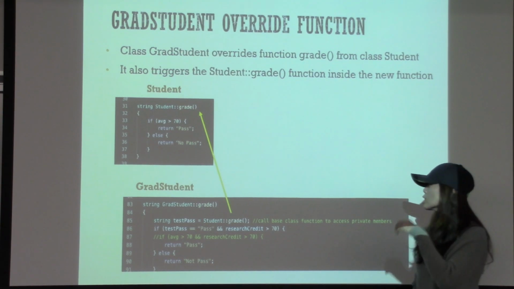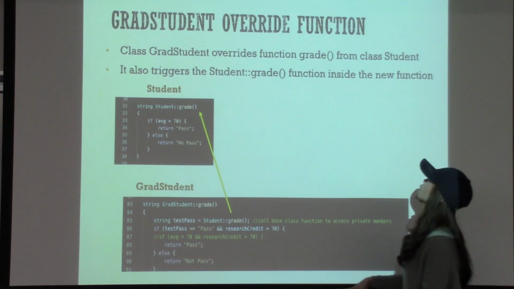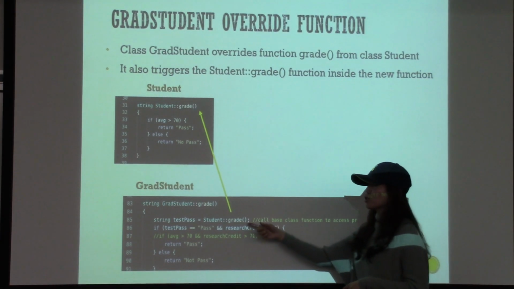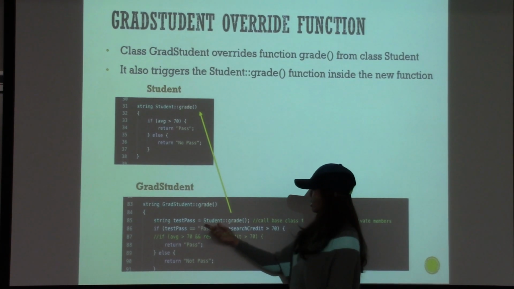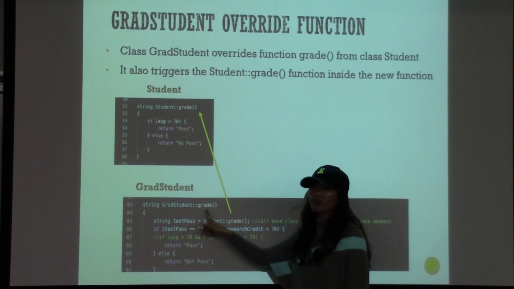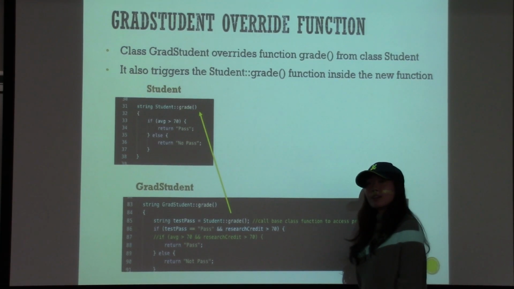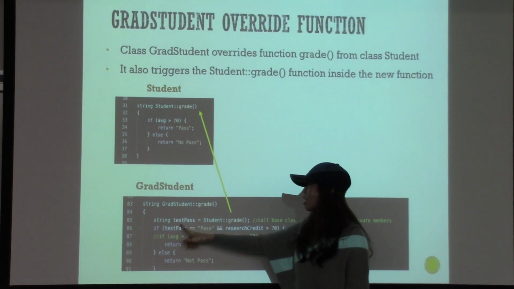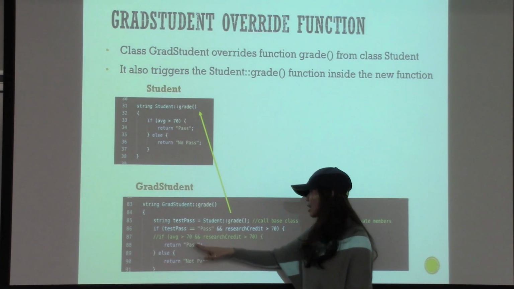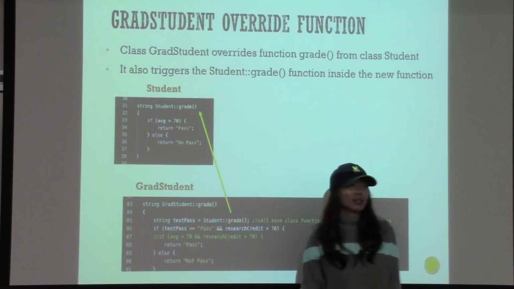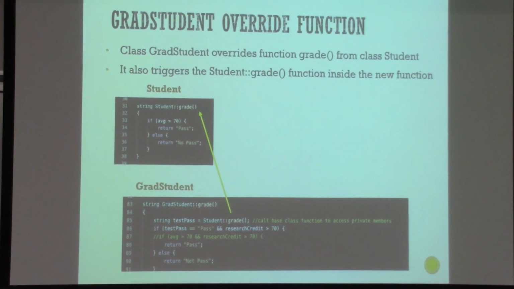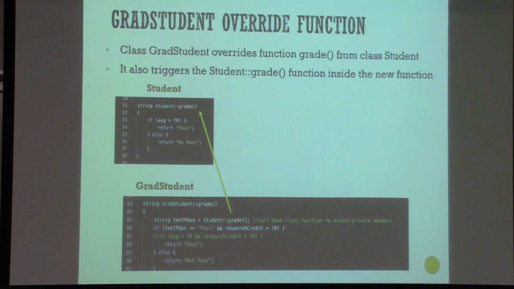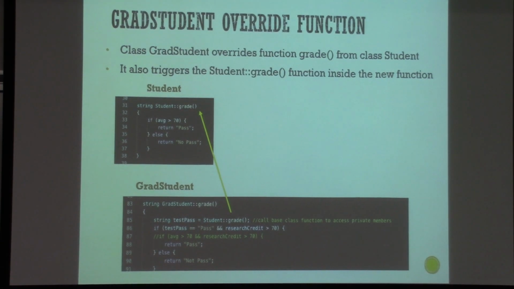So yes, overriding is possible, and most commonly in function overriding we will trigger the base class function first. So you can see down here, the first thing that I do in grad student grade is to call student grade. Super common. Again, we do not want to re-implement that. We just trigger it. That tells me whether it passed the tests. In addition, I then look at whether it passed research credit as well.